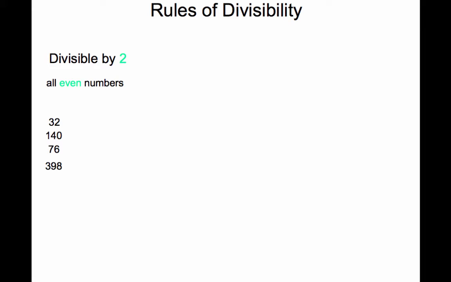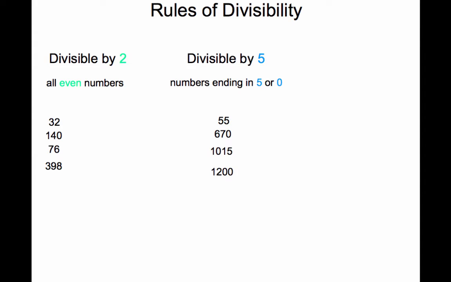We also know that a number is divisible by 5 if it ends with either a 5 or a 0. For example, 55, 670, 1015, or 1200. All of these are divisible by 5 because they end in either a 5 or a 0.